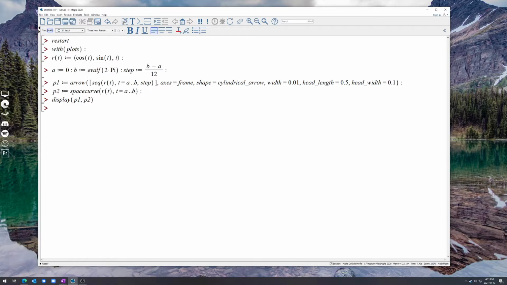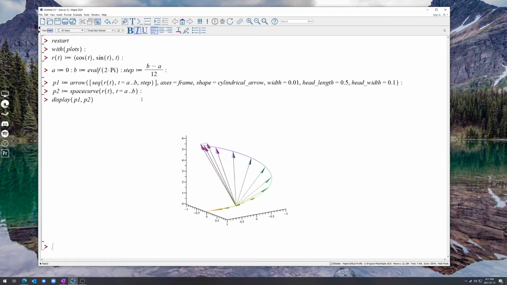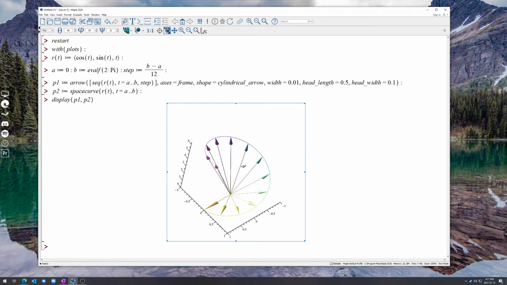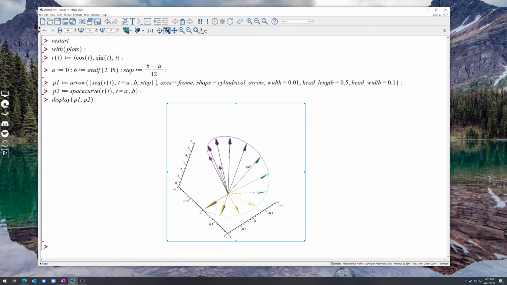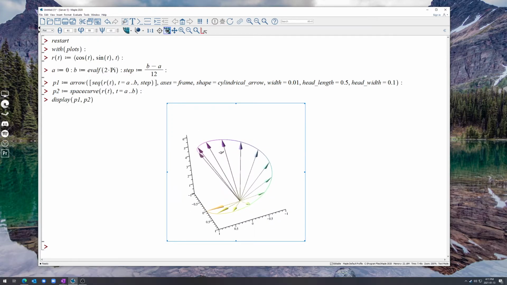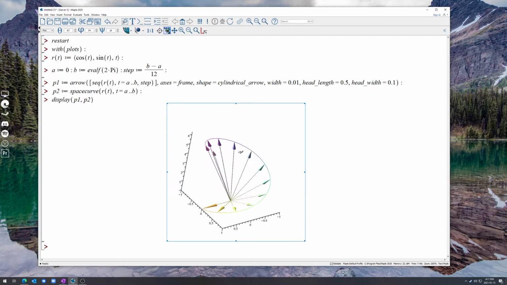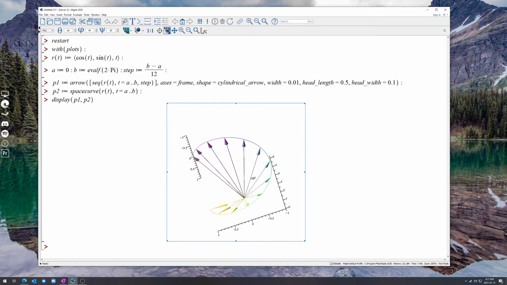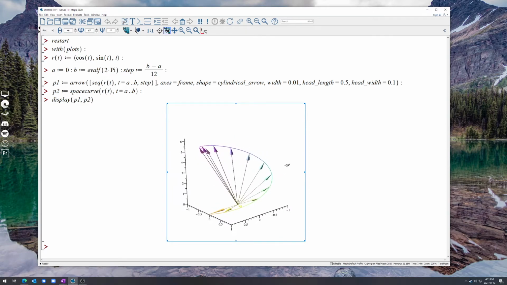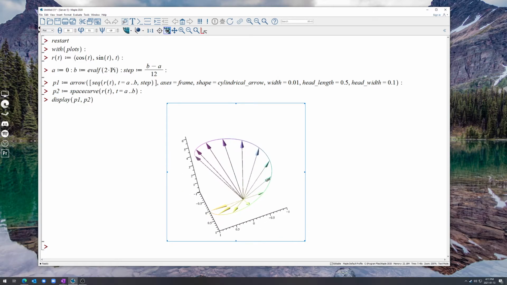Now, I have the option here to display that graph, or I can display both at the same time. And that's what I'll do. Here you can see I've got the same vectors, and the space curve is including all of the values of that vector valued function from 0 to 2 pi, and so you can see that the tip of the arrow is tracing out a path. That is a space curve. And so we can decide what a and b are.